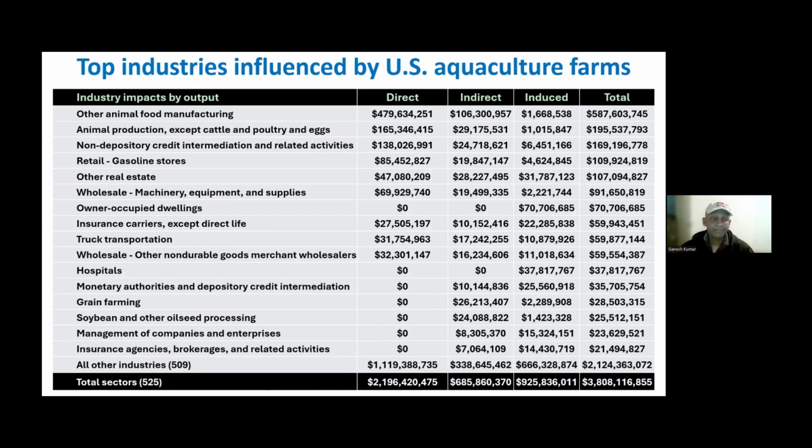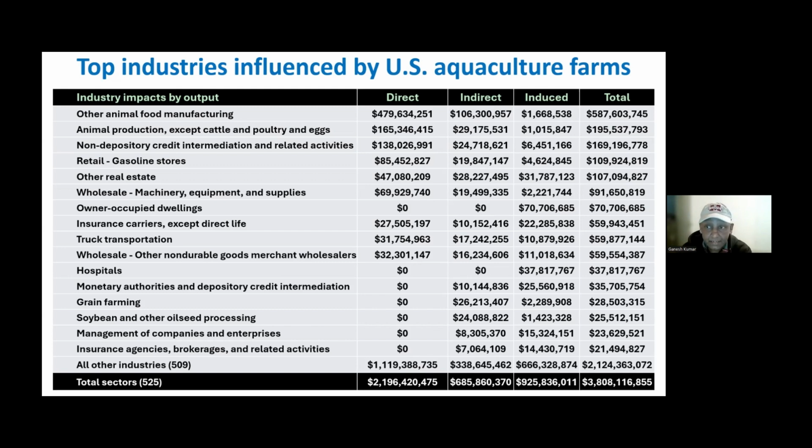IMPLAN also allows us to look at the various industries that are impacted by the output from U.S. aquaculture. The most important one is definitely the feed sector. The animal feed manufacturing sector is impacted, with about $587 million generated within that sector. Then the aquaculture production sector, that is the hatcheries and all the other farms, is impacted by another $200 million. Banks are an important contributor. That is the non-depository credit intermediation and related activities, which is nothing but banks and bank-related activities. That creates about $169 million in impact. Similarly, gasoline stores, since farms require both petrol and diesel, create about $110 million within that sector.